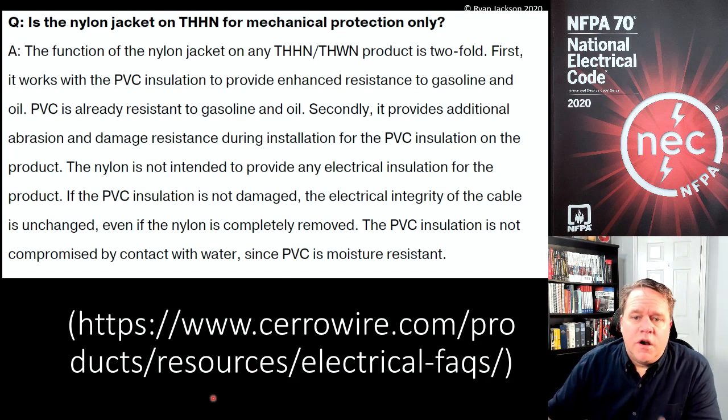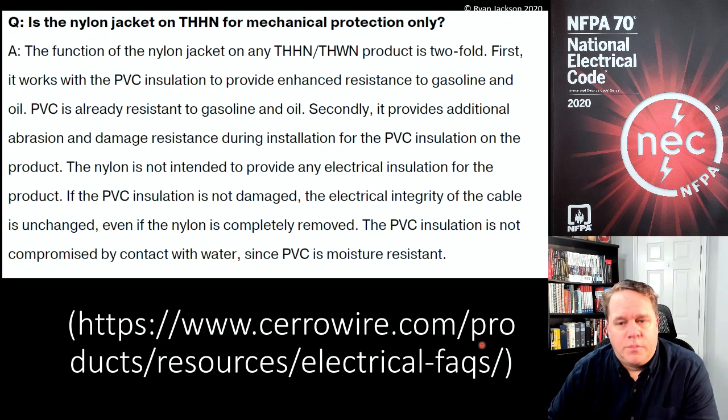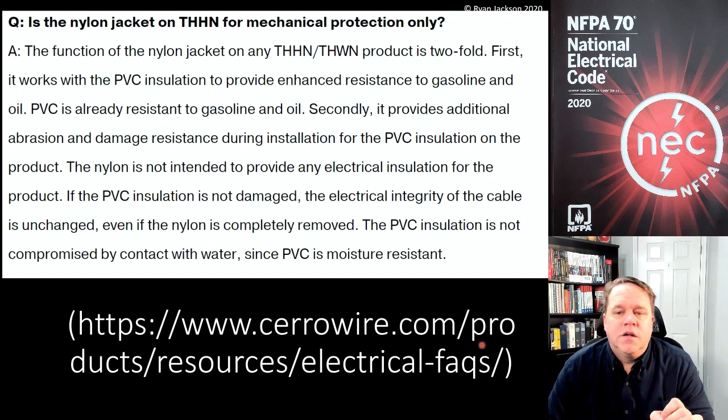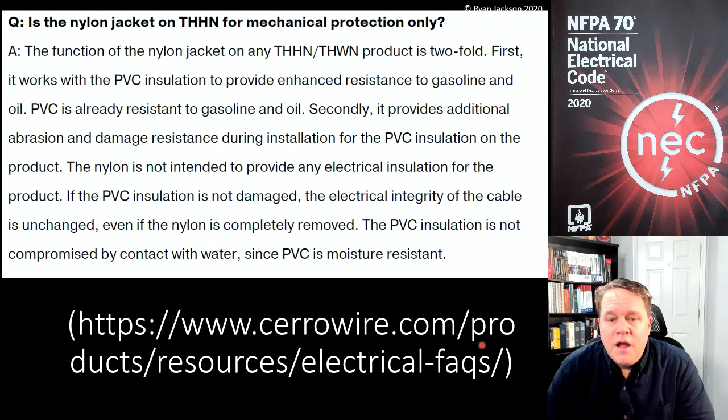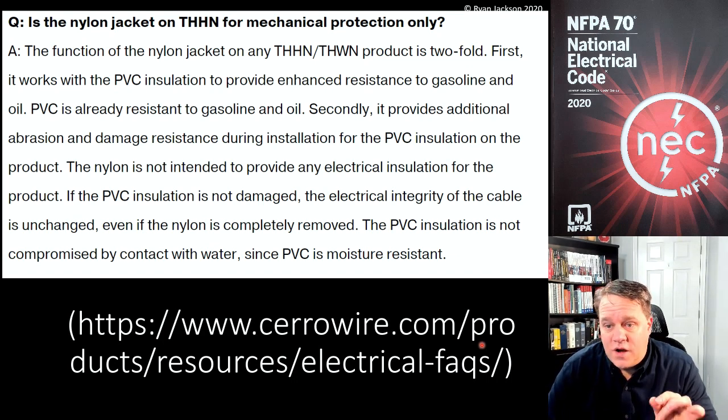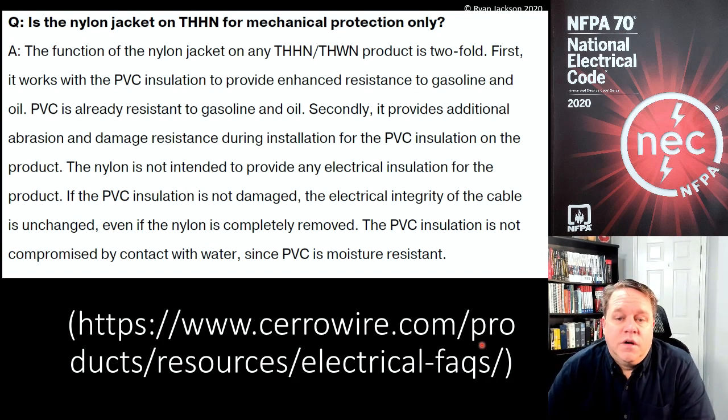PVC is already resistant to gasoline and oil. Okay, great. Secondly, it provides additional abrasion and damage resistance during installation for the PVC insulation on the product. The nylon is not intended to provide any electrical insulation for the product. If the PVC insulation is not damaged, then the electrical integrity of the cable is unchanged, even if the nylon is completely removed. The PVC insulation is not compromised by contact with water, since PVC is moisture resistant.